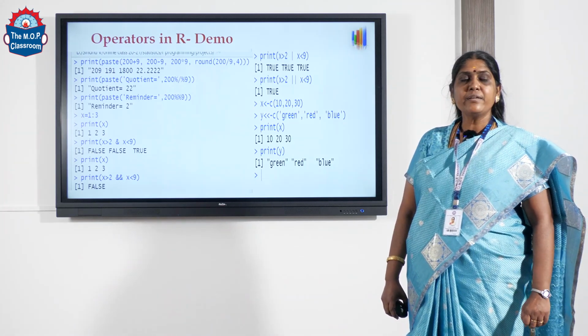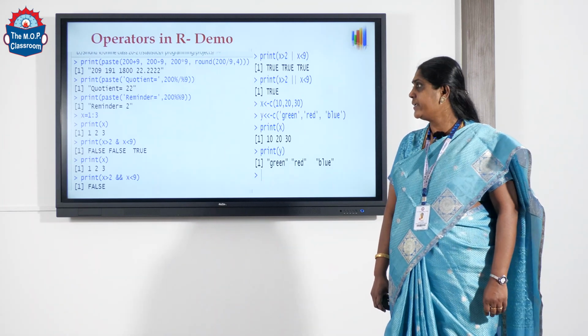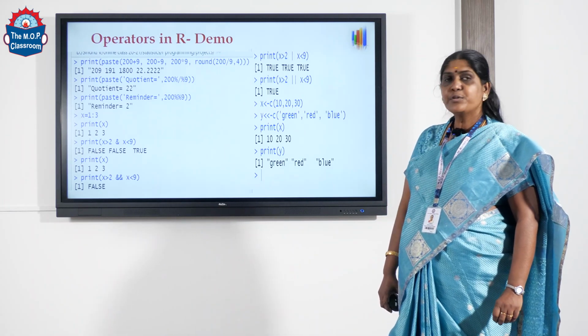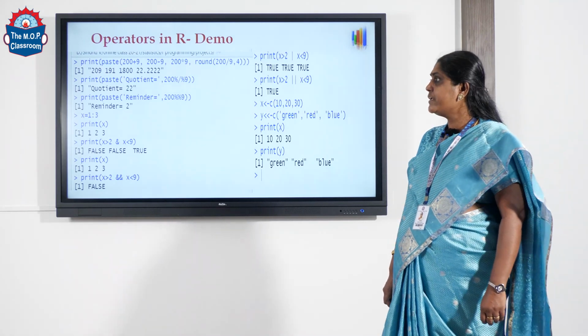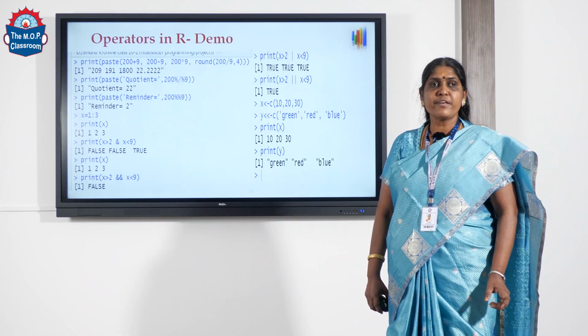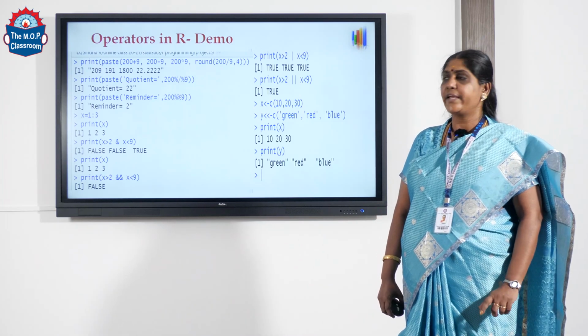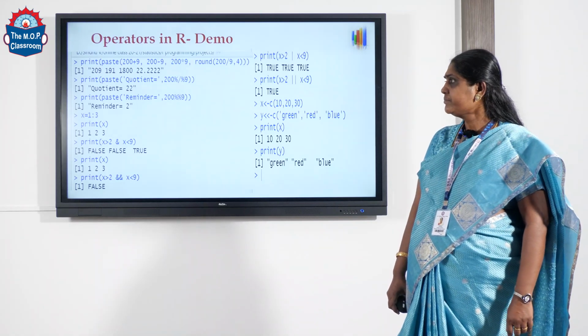This way we can find out the quotient separately as well as the remainder separately. Then we do have the colon operator, which is a miscellaneous operator. Here it is given 1:3. So it creates a sequence. So what is the sequence? It starts from 1 and ends at 3. So it prints 1, 2 and 3.